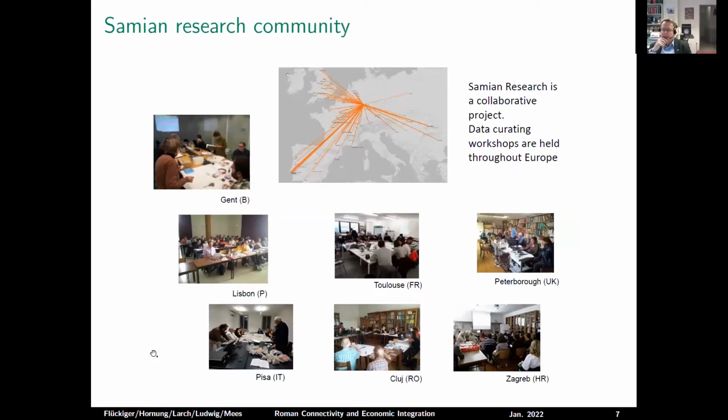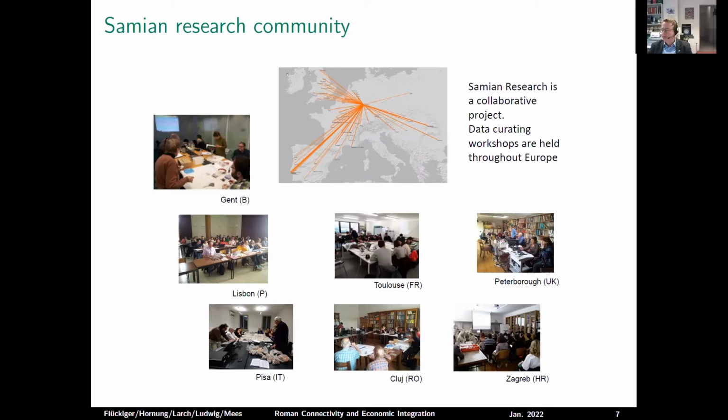So what we actually do is we have this database in mind, but the most important thing in this kind of project is the creation of a research community. So we organize workshops in all different places in Europe where we train people to enter their data. And this is done in a very liberal, collaborative way.